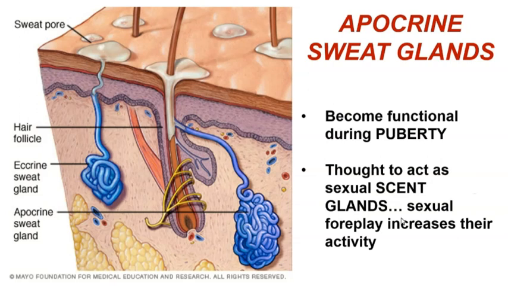These glands are not functional at birth. Instead, they actually become active during puberty, and then from puberty onward, they are active. So they become functional at and during puberty. While their exact function is not yet known, they are thought to act as sexual scent glands because the amount of sweat that these glands release actually increases during sexual foreplay and sex.